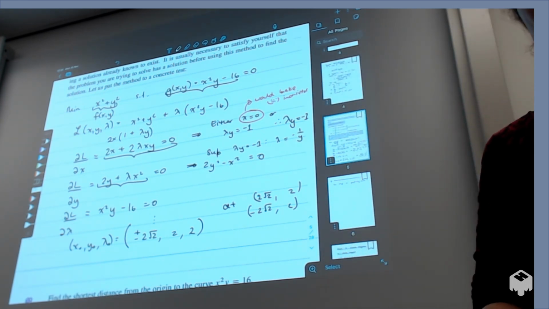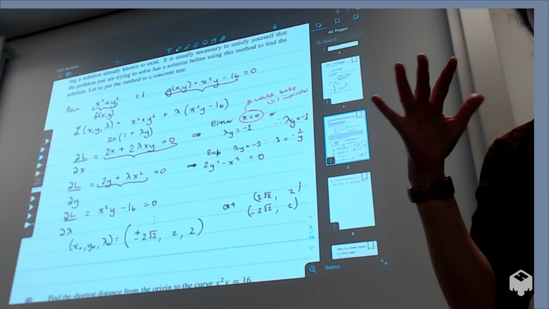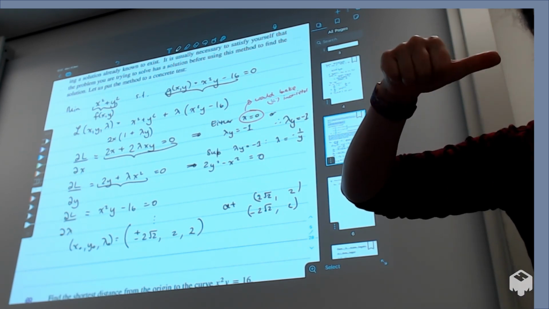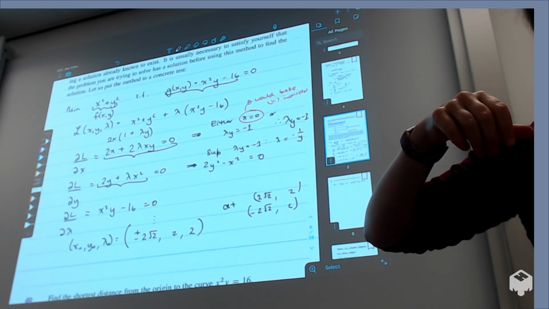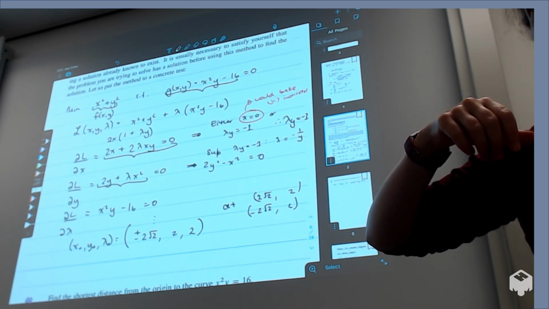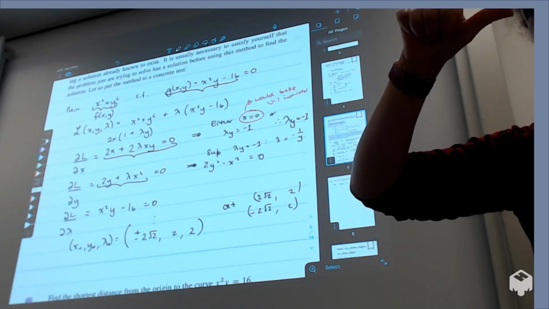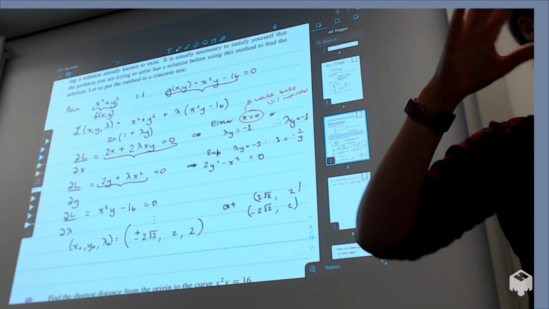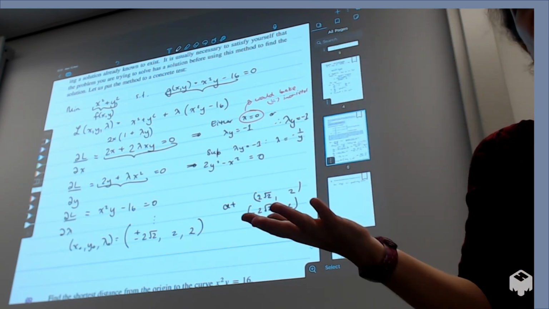Okay, quick check. Basic method, maybe yes? Okay, so if you're here, this is all good. Do some examples. Basically, just do some examples.